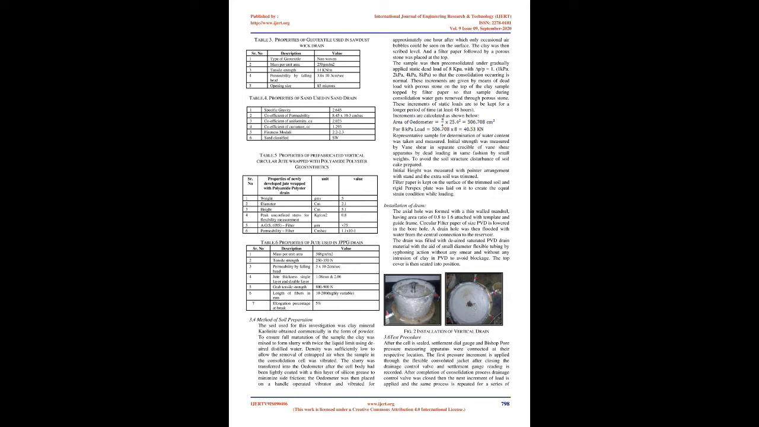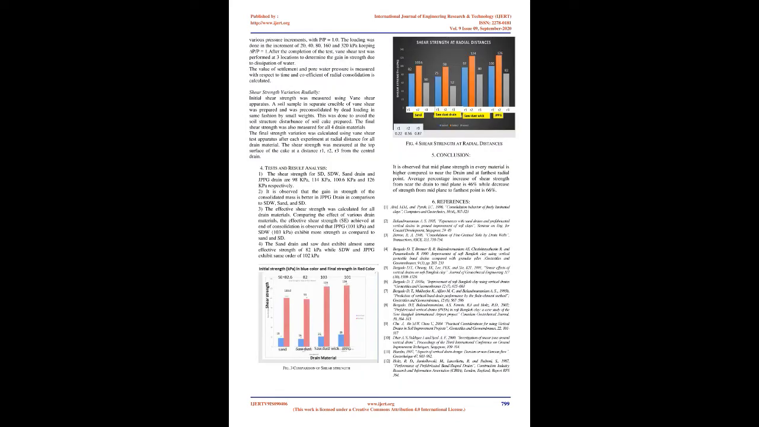3. Laboratory investigations. 3.1 Materials used. The soil used for this investigation was the clay mineral kaolinite, obtained commercially in the form of powder. To ensure full saturation of the sample, the clay was mixed to form a slurry with twice the liquid limit using distilled water. Properties of PVD drain material.